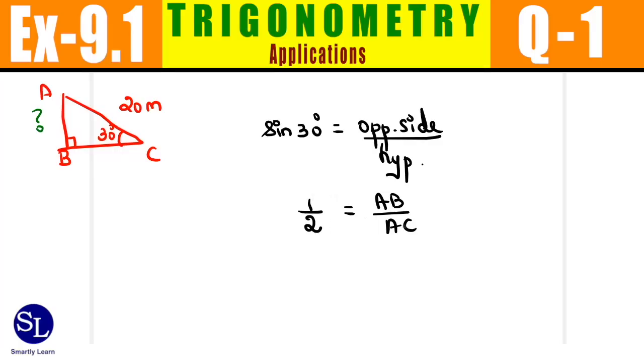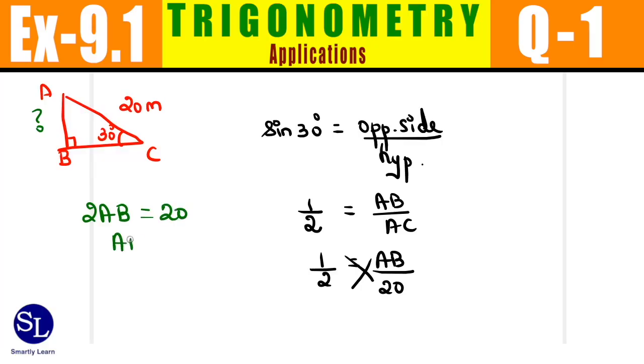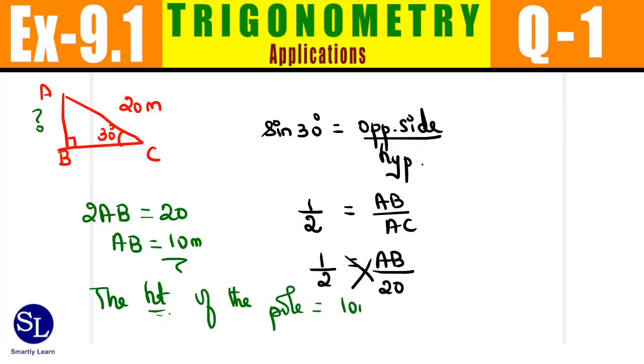So, let's substitute the value of AC. So, 1 by 2 is equal to AB, the unknown quantity, by AC, which is 20. So let's cross multiply here. So 2AB is equal to 20, which means AB is equal to 10 meters. Please write down the answer. Height of the pole is equal to 10 meters.